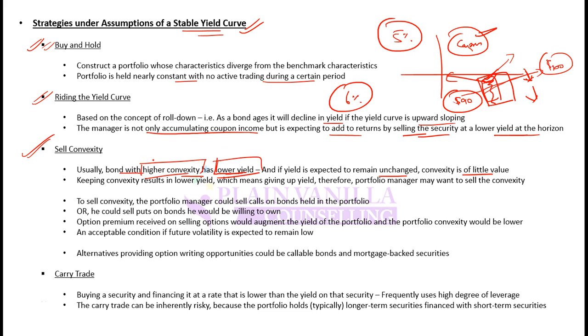So if you think that the yield curve will remain stable, keeping this convexity will not give you any abnormal returns. It will only give you higher returns or benefits if there is a change in shape of the yield curve, or a movement in the yield curve. If you think there won't be any movement and it will remain stable, why would you want to take a lower yield? You can go for a higher yield. So that's why you can remove the convexity. Keeping convexity results in lower yield, which means giving up yield. Therefore, the portfolio manager may want to sell the convexity, unless he thinks that this convexity can give him higher returns, and that would only happen if the yield curve moves instead of being stable.